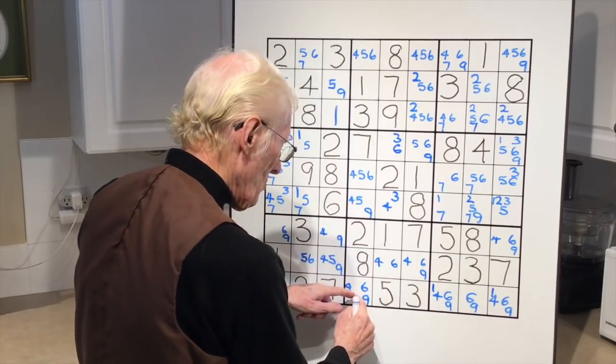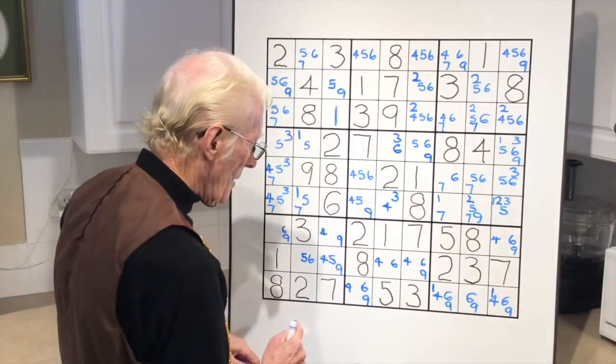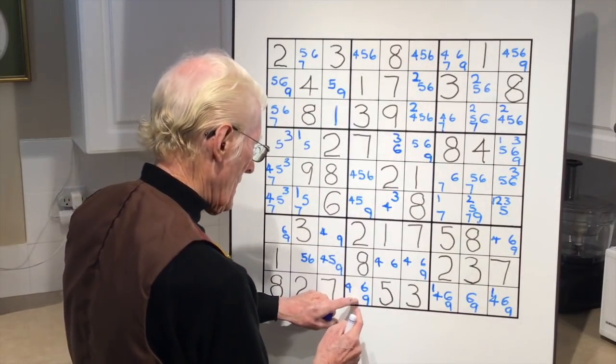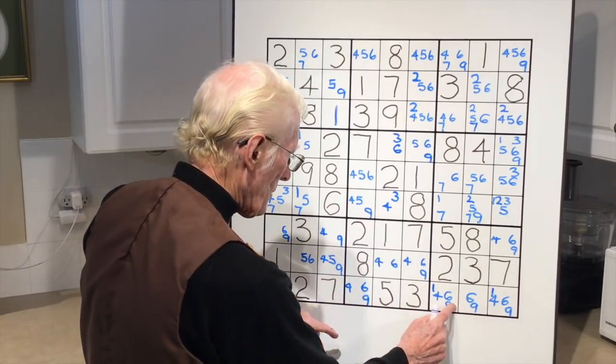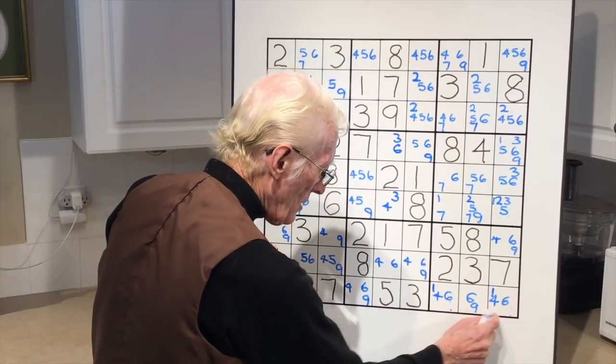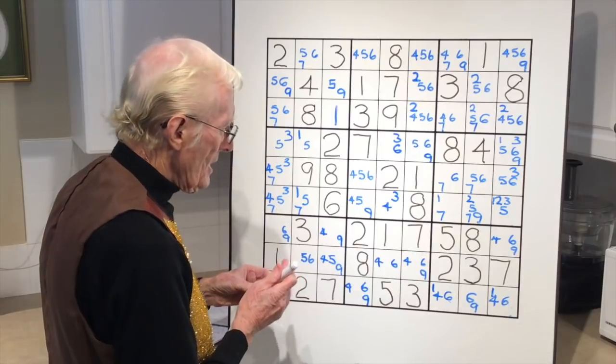Now let's go down to this row. We can get rid of any other 9s in this row that are not part of the X-wing. Well, this is part of the X-wing. That's not part of the X-wing. And that's not part of the X-wing. So you can get rid of all those 9s, and that really is going to help us, I hope. Let's have a look.